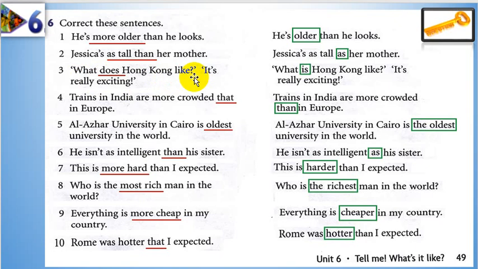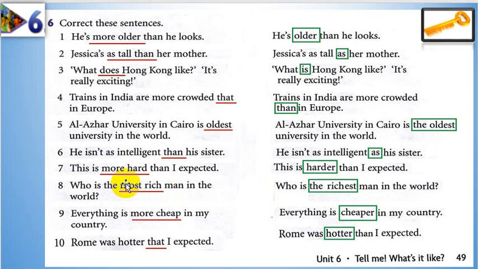"What does Hong Kong like?" No, we say "What is Hong Kong like?" "Trains in India are more crowded than" - of course it's wrong, we use "than." "Al-Azhar University in Cairo is oldest university in the world." We should use "the" with the superlative degree. Al-Azhar University in Cairo is the oldest university in the world. "He isn't as intelligent than." It's wrong. We should use "as intelligent as." "This is more hard." Of course not, it's wrong. It's "harder," without "more." "Who is the most rich?" We should use the superlative.